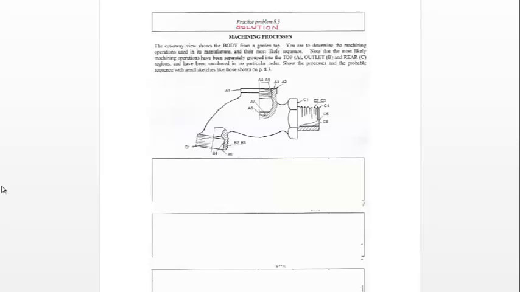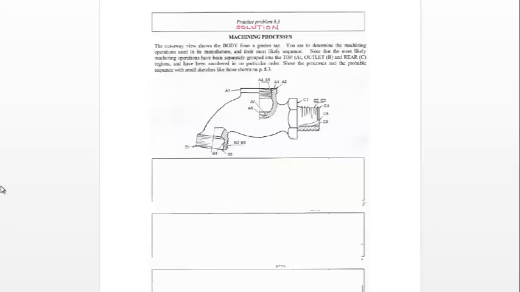Today we are going to be doing practice problem 8.3 under the topic of machining and manufacturing processes. Now we have a body from the garden tap, and what we have here is a cutaway view. You are to determine the machining operations used in the manufacturing and their most likely sequence.